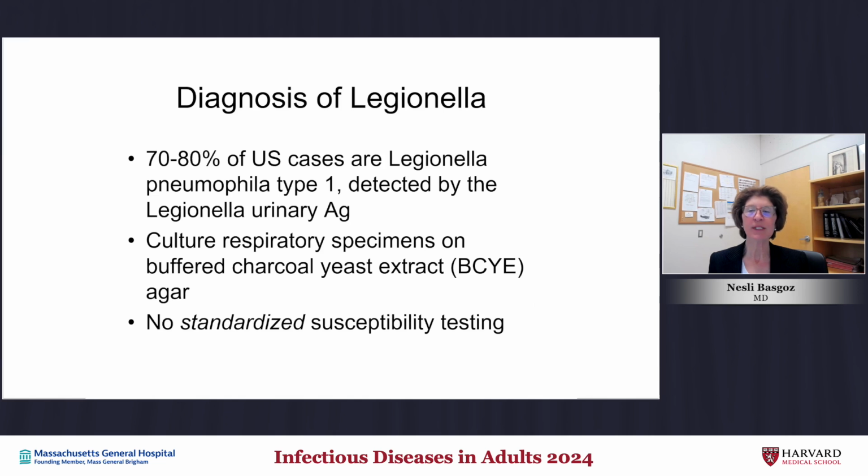70 to 80% of US cases are Pneumophila type 1. And if you want to isolate this from culture, which isn't routinely done, you have to use buffered charcoal yeast extract.